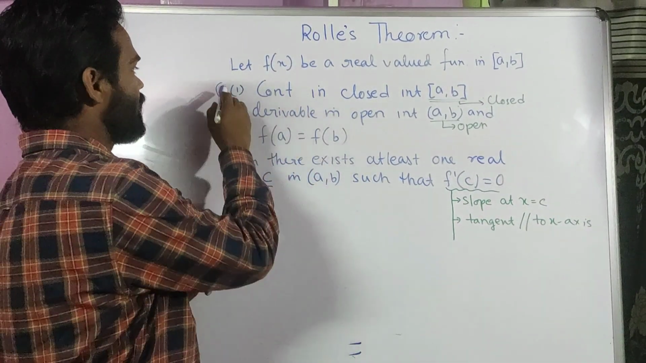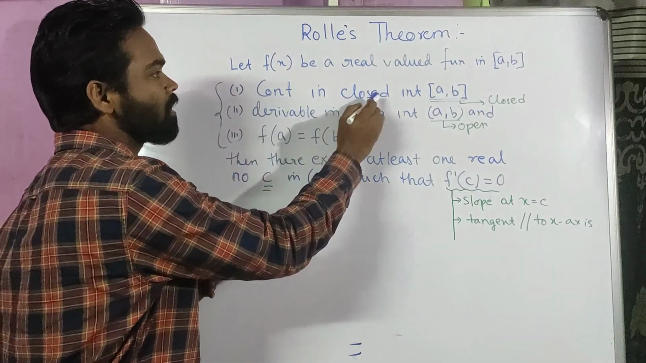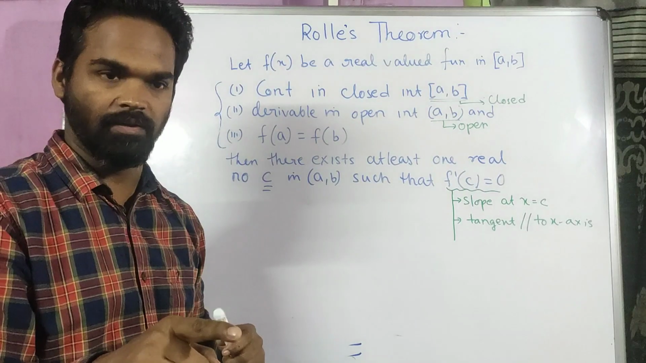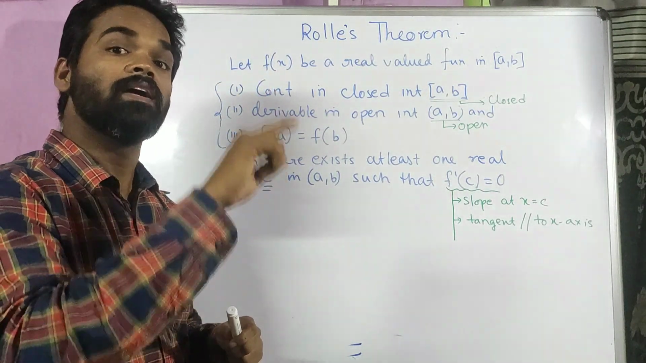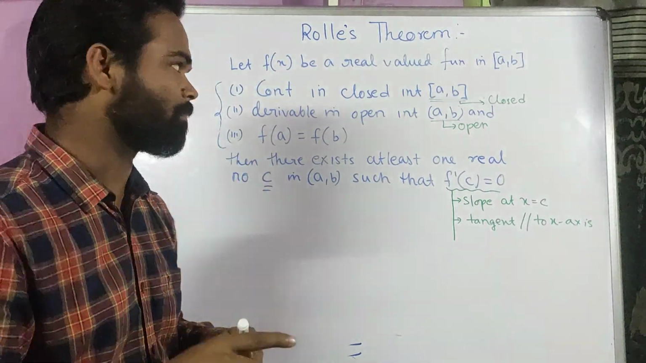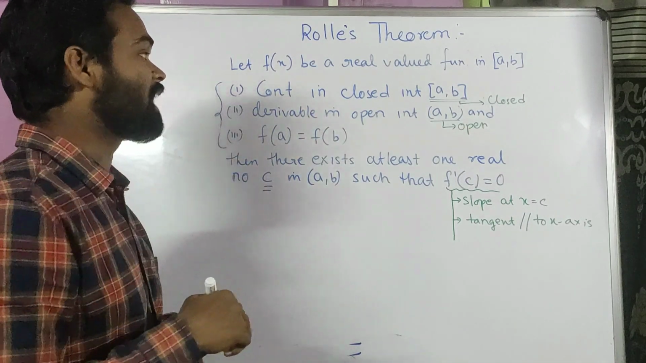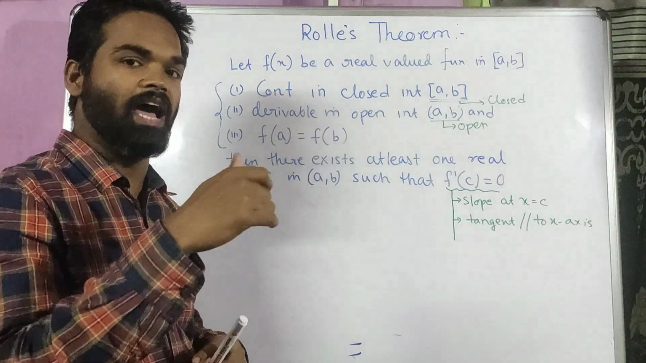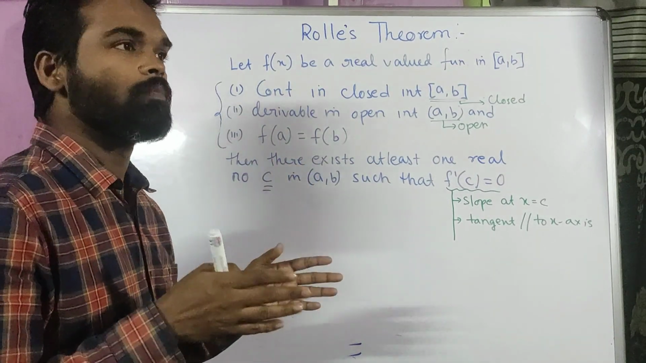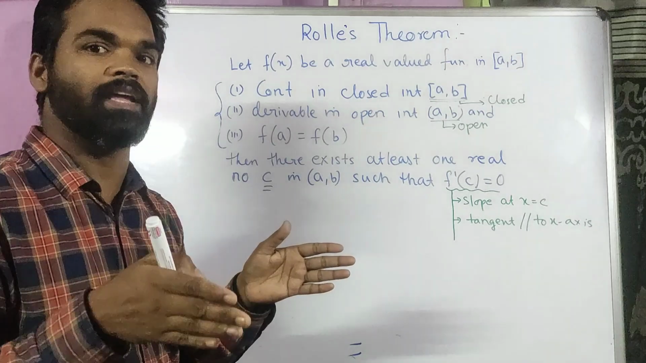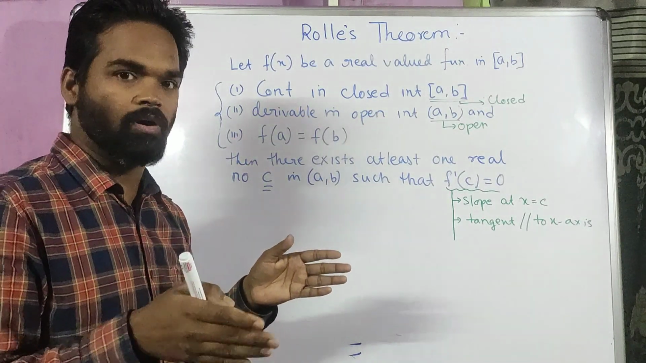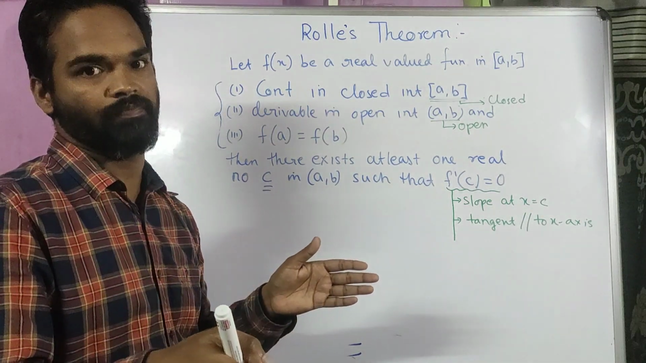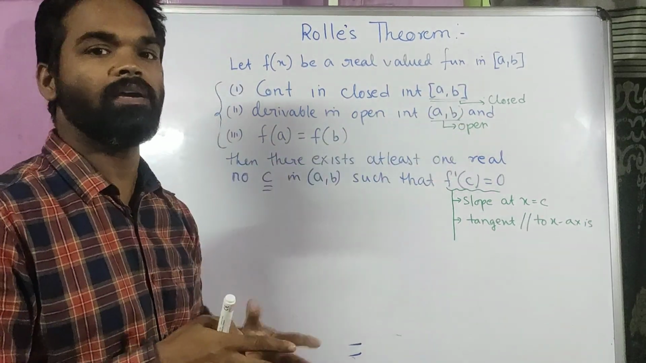Okay, and if it is continuous in closed interval [a, b], which means if you draw the curve from a to b it is continuous, there is no point of discontinuity from a to b, and if it is derivable in open interval (a, b). Now derivable in open interval (a, b) means we have not included the points a and b. Why? Because at the points a and b we'll get multiple tangents. Okay, so we have excluded the points a and b.